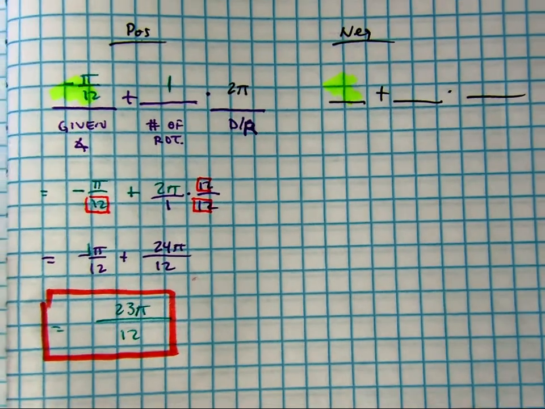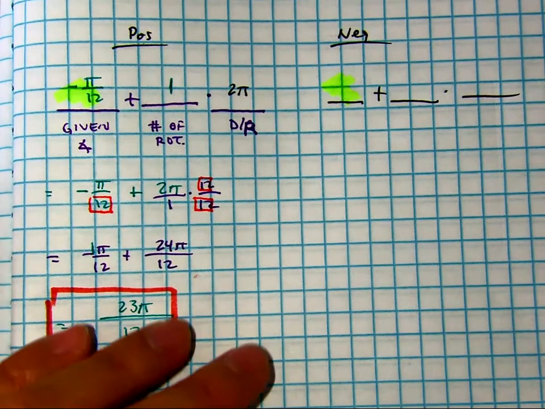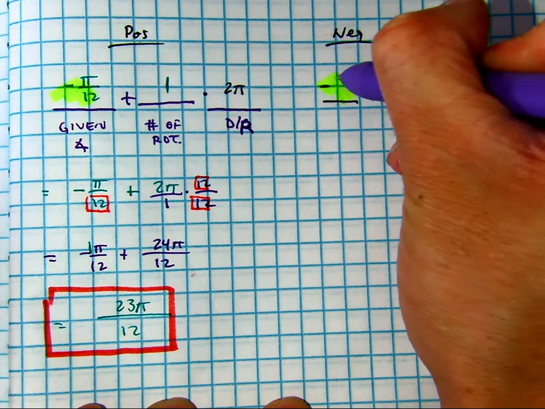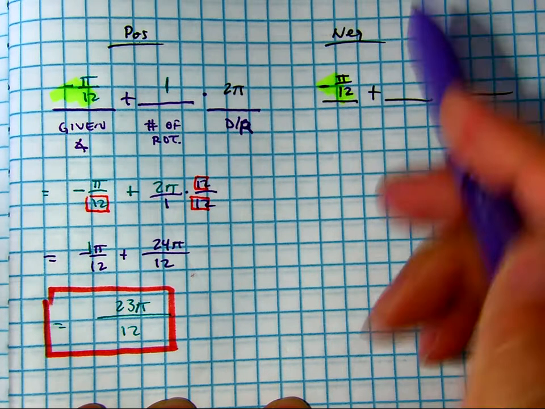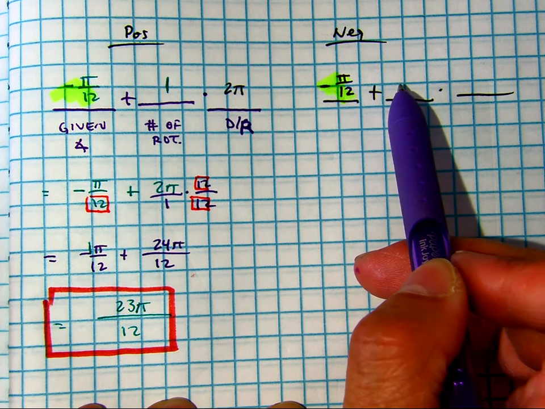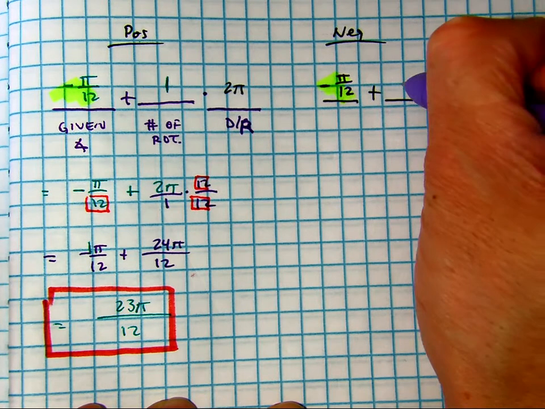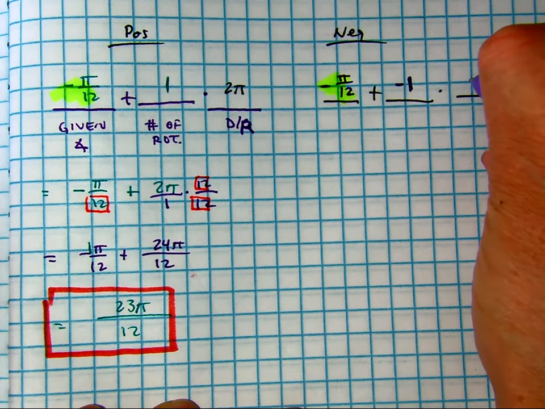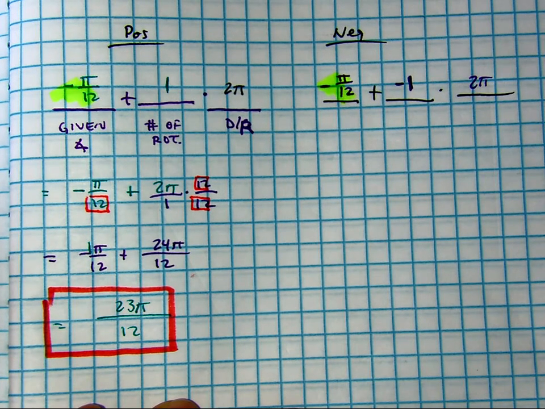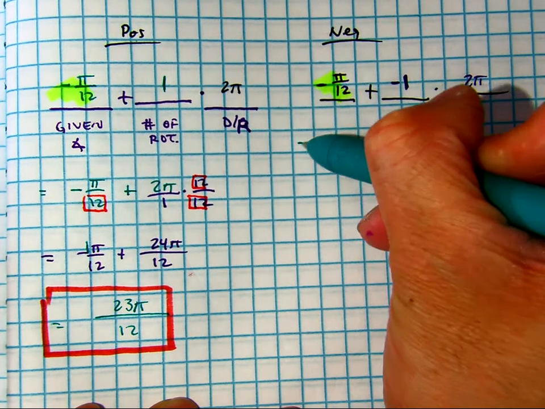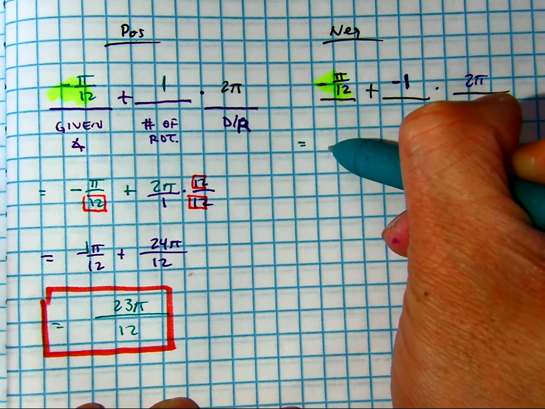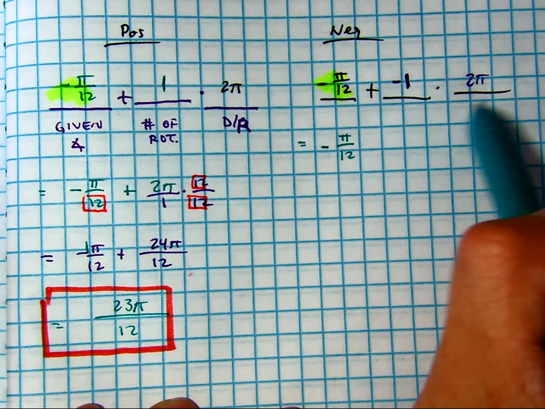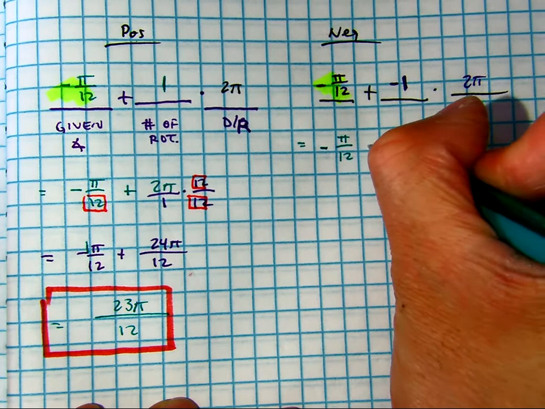Let's try the next one together, class. Class, what am I going to write here in yellow? Negative pi over 12. Class, what's the easiest number of rotations I could put there? Negative 1. And class, what can I write over here? A full rotation is 2 pi. Class, what do I write here? Negative pi over 12. If you multiply those two, you get, so we write that as negative 2 pi.